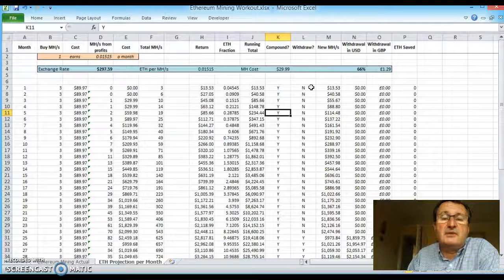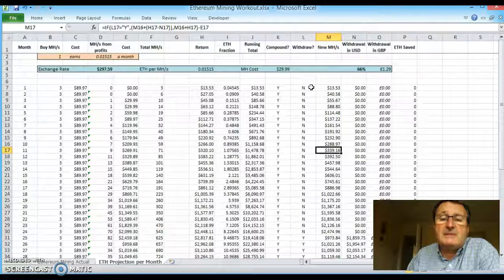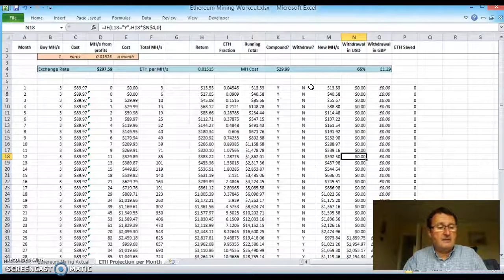This is the running total. This is whether we want to compound or not. This is whether we want to withdraw or not. And the withdrawal factor is up here, which we can change according to what we want to do, how much we want to compound, and so on and so forth. This is the amount of money we can spend compounding, and this is the amount of money that we can withdraw in these two columns here. And that's really about it.